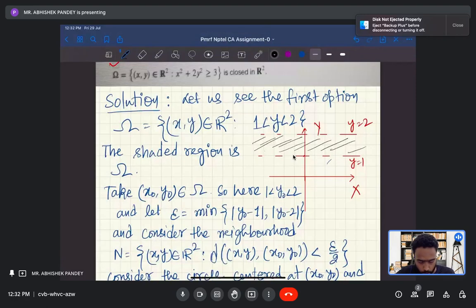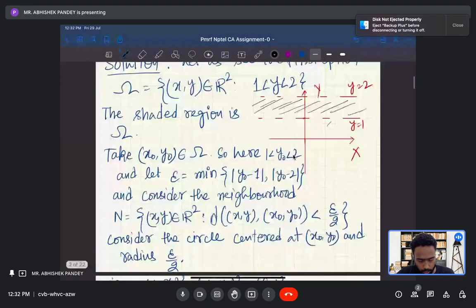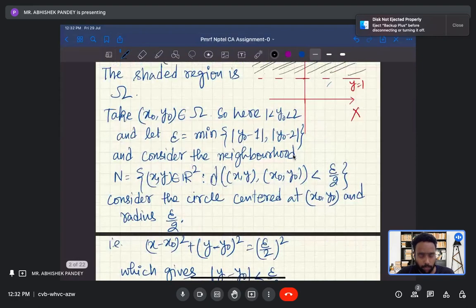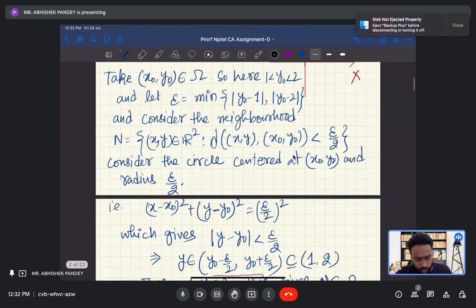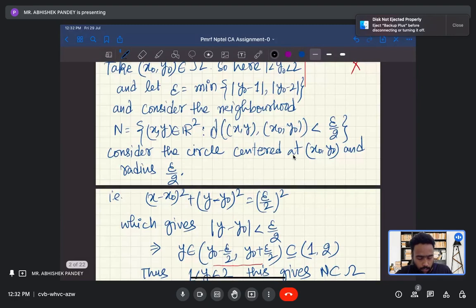To check whether it is open or not, we need to check that for each point there exists a neighborhood which is completely contained in the set omega. Take any point (x naught, y naught) belonging to omega. Here y naught is greater than 1 and less than 2, and let epsilon equal the minimum of mod of y naught minus 1, mod of y naught minus 2, and consider this neighborhood. This is basically a circle, the inside part of the circle. First we consider the circle centered at (x naught, y naught) with radius epsilon by 2.